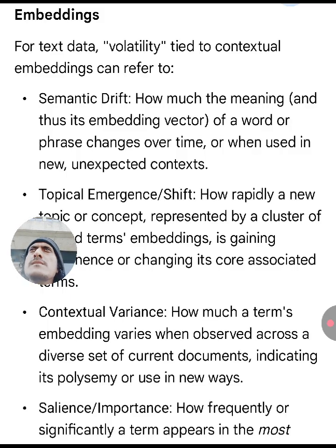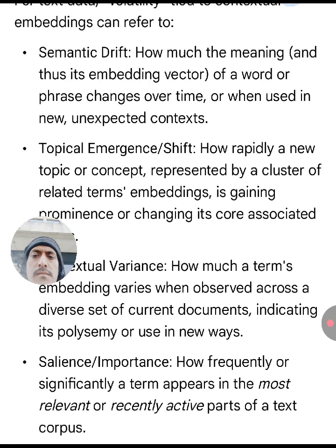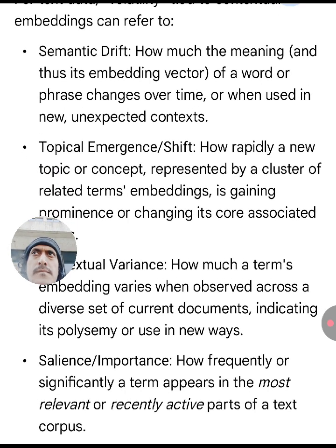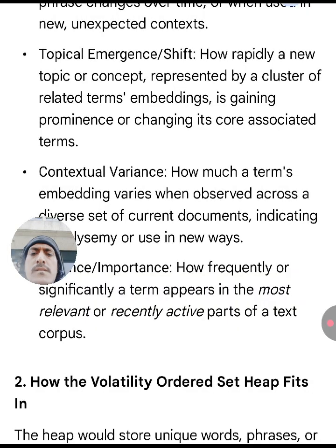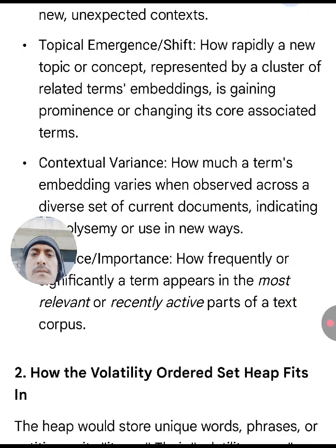Topical emergence or shift: how rapidly a new topic or concept, represented by a cluster of related terms' embeddings, is gaining prominence or changing its core associated terms. Contextual variance: how much a term's embedding varies when observed across a diverse set of current documents, indicating its polysemy or use in new ways.